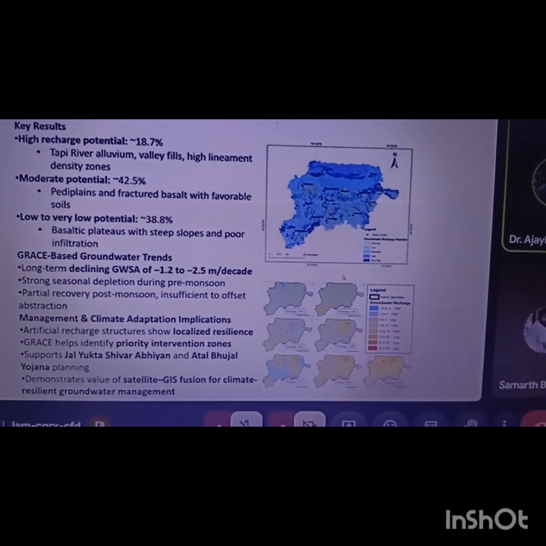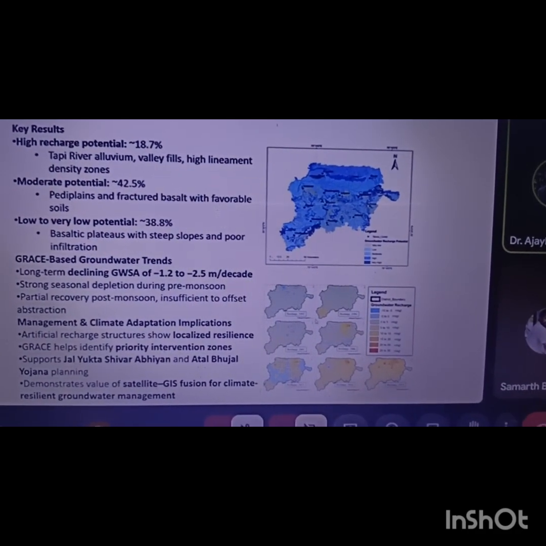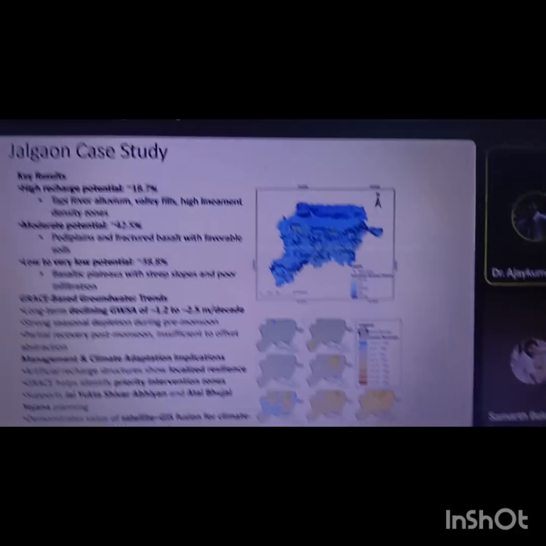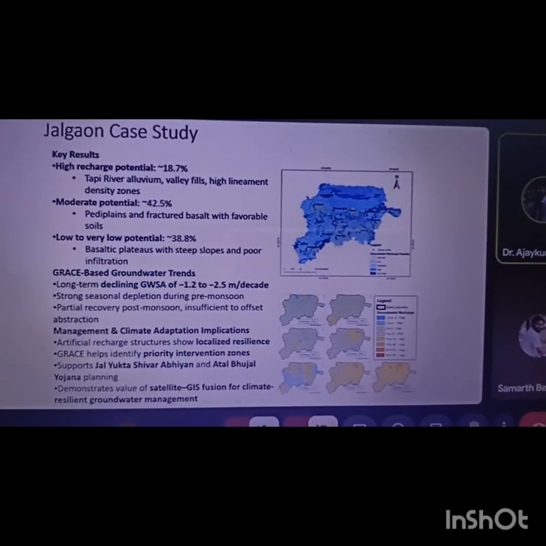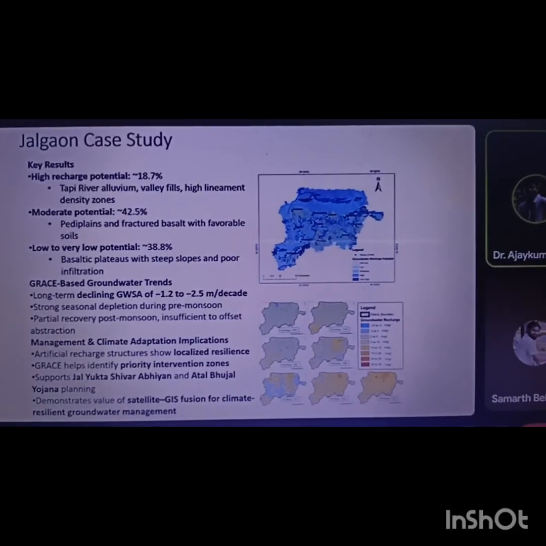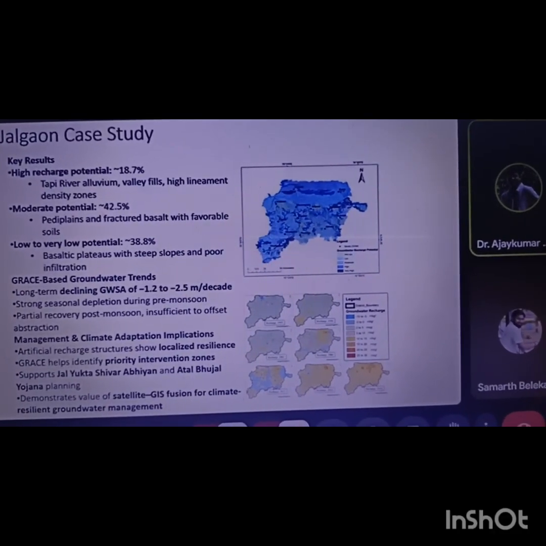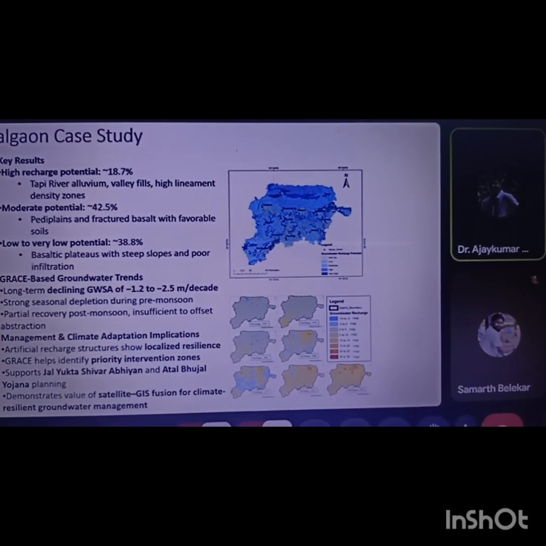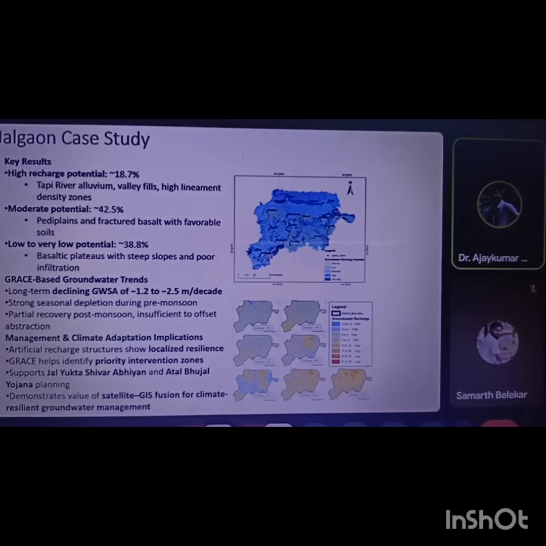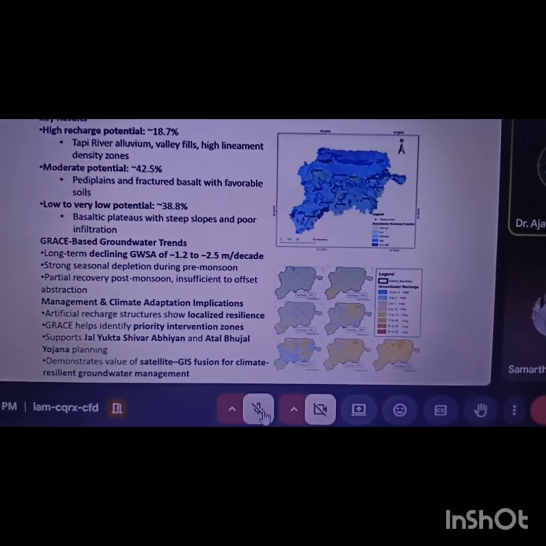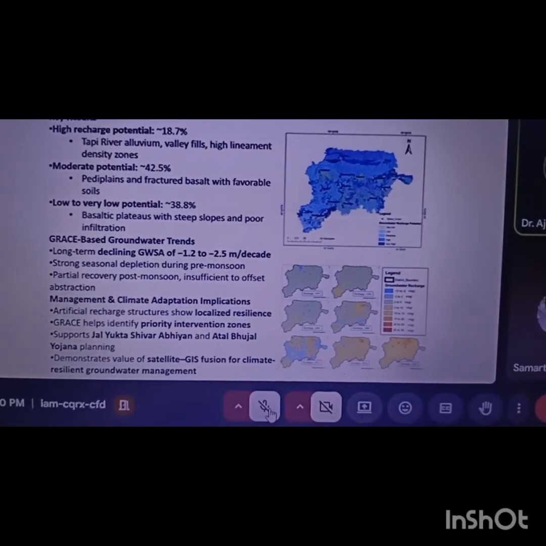Then there will be a GRACE-based groundwater trend analysis. We have also done the groundwater trend, how the trends are in that area. This groundwater trend, starting from 1991 to 2019, shows how the groundwater levels get depleted or the recharge rate gets changed, and it shows that there is always a decline of groundwater storage anomaly, ranging from 1.2 to 2.5 meters in the area. So you can easily map that there is always groundwater depletion in that area, and a seasonal depletion during pre-monsoon.